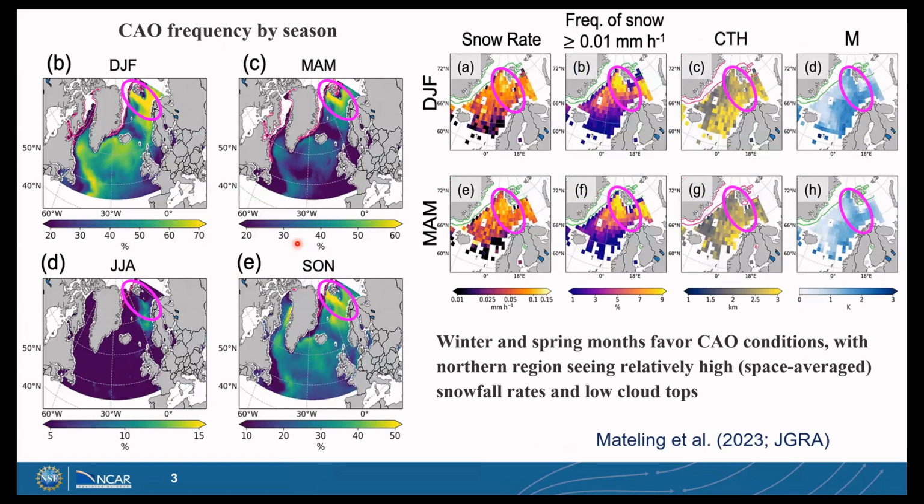Just a couple more words, big picture on CAOs. These are, as you can imagine, cold season phenomena. So we're focused on this magenta circled region, where in the cold months is when you have the highest frequency of cold air outbreaks. You get large snowfall rates, especially toward the north, toward the ice edge, where your heat fluxes are the strongest. You have cloud deepening as you increase your fetch from north to south. And yeah, really winter and spring months favor CAO conditions.